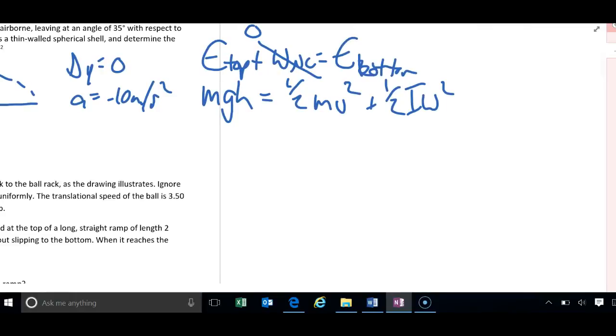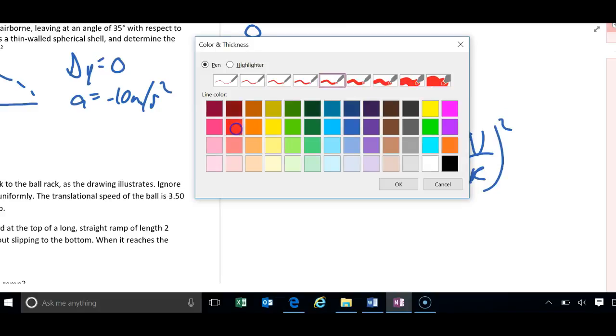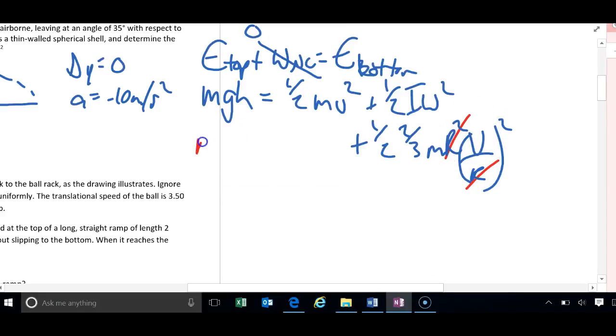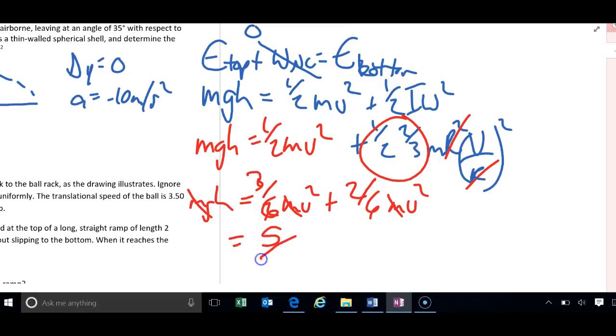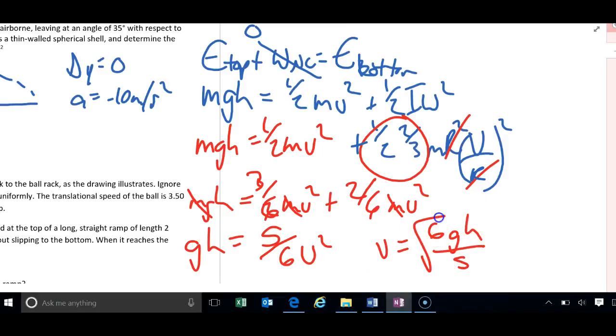Just like we've done before, let's continue to do it again. Convert everything to linear. This is going to be 1/2, 2/3, mr squared, v over r squared. Hopefully this is getting repetitive. Those cancel out, so I'm left with mgh equals 1/2 mv squared plus 1/6 mv squared. Well, masses cancel. Lowest common denominator is going to be 6, so that's 3. So I have 5/6 v squared equals gh. So velocity equals the square root of 6gh over 5.